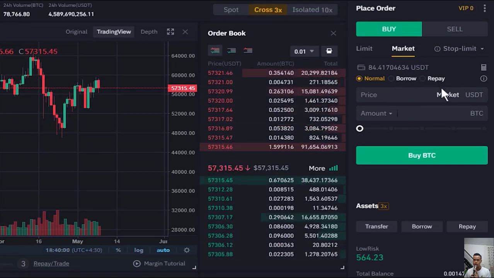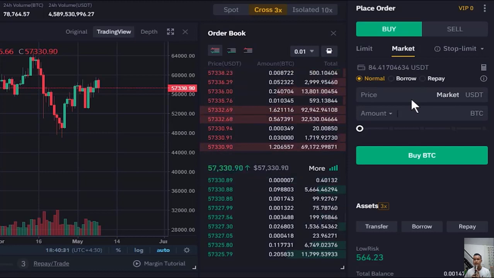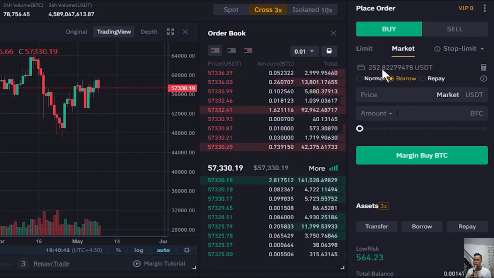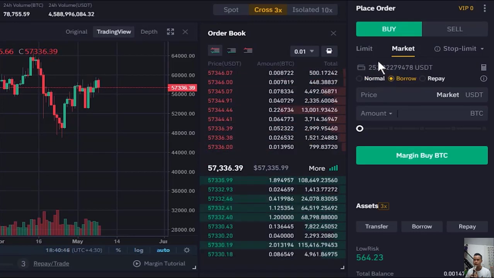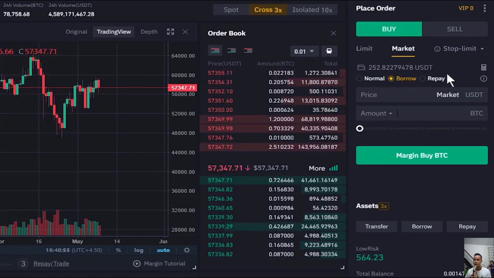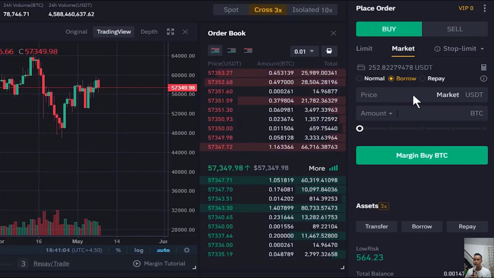Now let's see how we borrow and repay with the help of these options when we are placing an order. If you select normal and place an order, everything is exactly similar to trading on the exchange. No funds will be borrowed. And if you select borrow, you can see that our initial fund increases. It's actually tripled because we are in cross margin mode. When we select borrow and place an order, the system automatically borrows the required amount for us.